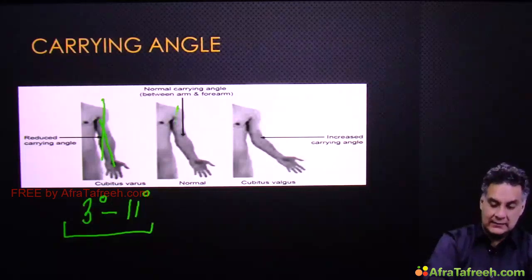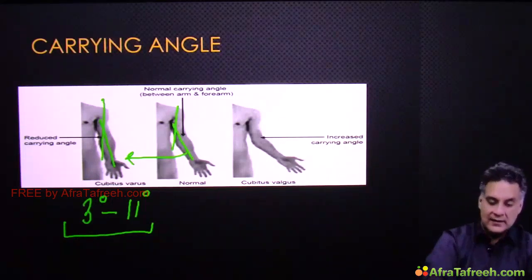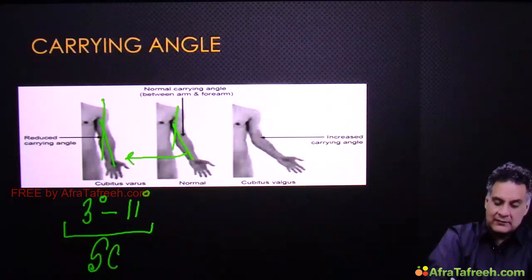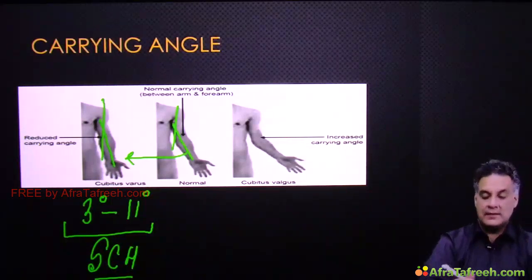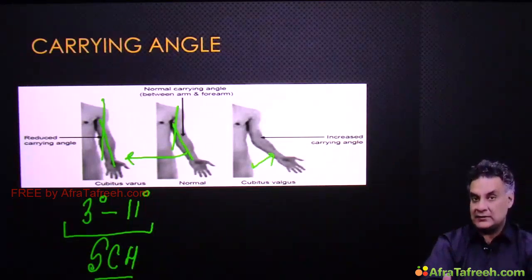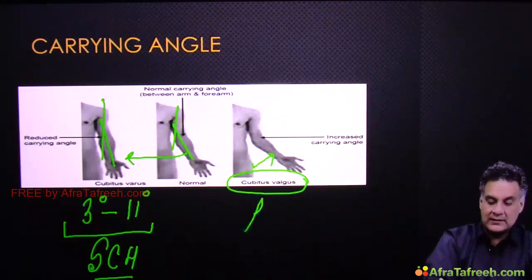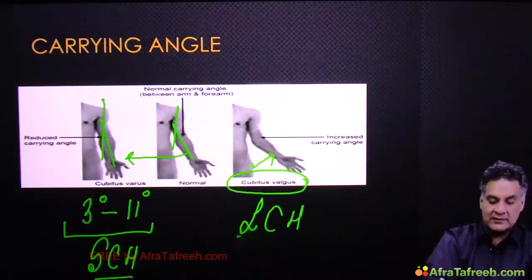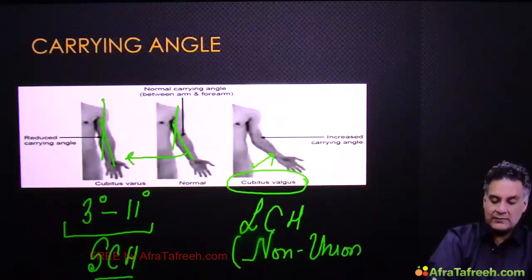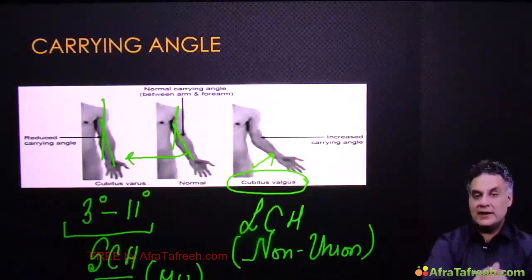When the carrying angle decreases, it's called as cubitus varus, towards the midline, seen in supracondylar fracture humerus. When the carrying angle increases, that is the distal part goes laterally, it's called as cubitus valgus, seen in lateral condyle humerus. The difference is, this is non-union of lateral condyle humerus and supracondylar humerus is malunion. So that's how you should remember.